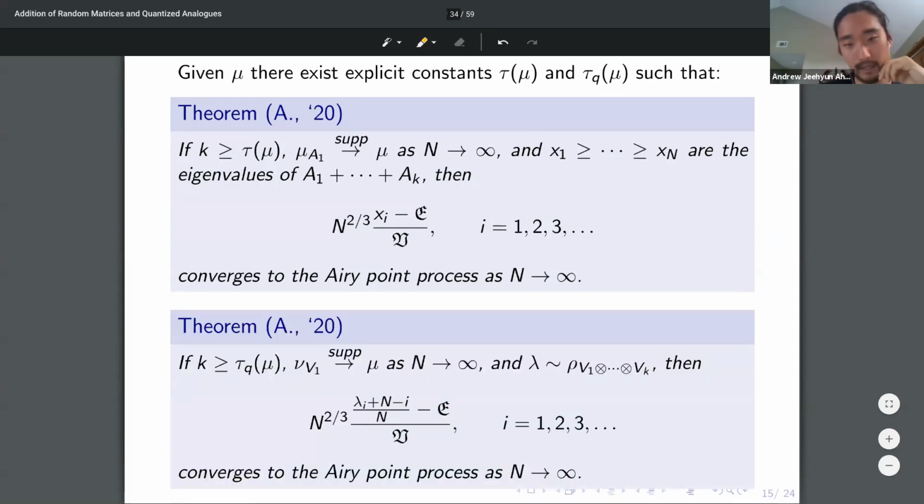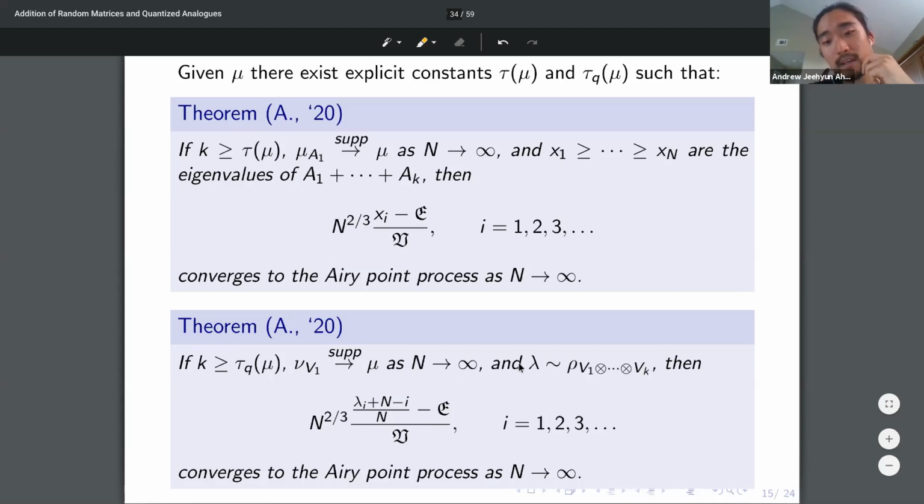The second statement is an analogous statement in the world of these quantized models. So now again, we choose k to be larger than a slightly different threshold tau q, which again is given by the Cauchy transform of mu, but it'll be sort of different. And we assume again that these spectral measures, where the tuning parameter, if you recall, is epsilon equals 1/n, tend to mu with its support as n tends to infinity.